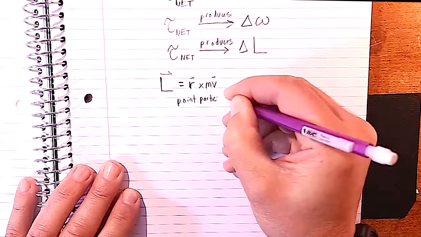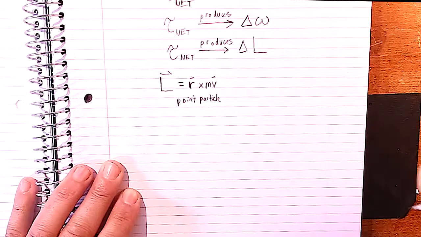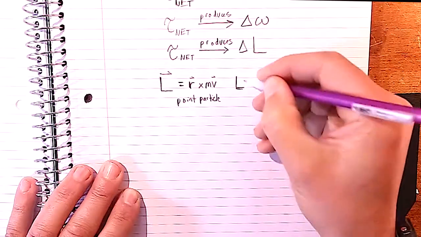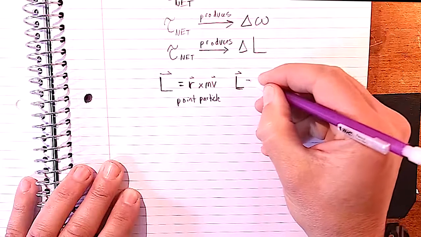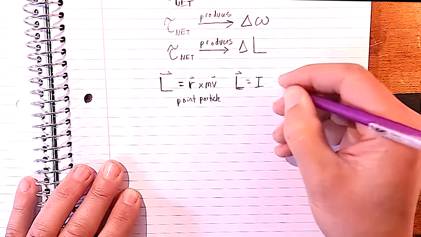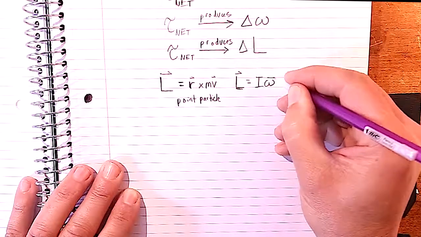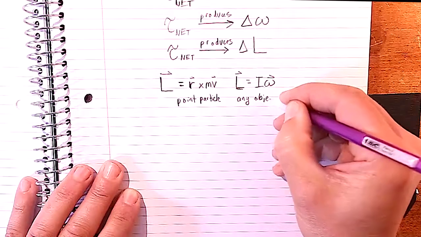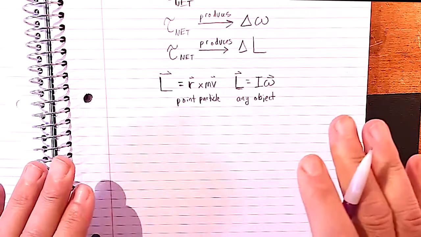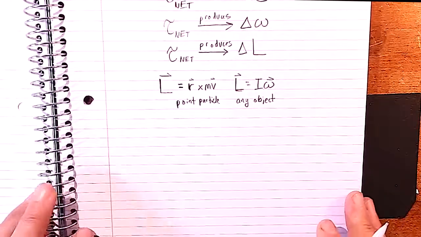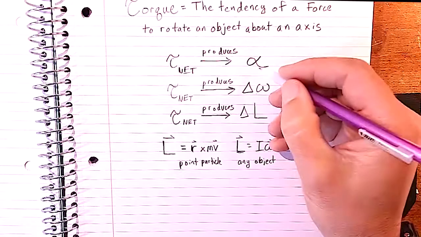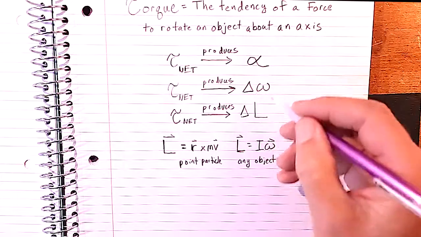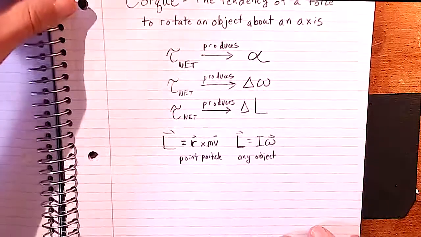But if we wanted to deal with angular momentum, let's say of a disk or a ball or a hoop or whatever, then the definition of that is angular momentum is equal to I, the moment of inertia, times the angular velocity. And this would be for any object, not just a point particle. So, just going over this, net torques produce angular acceleration, which changes its angular velocity and changes its angular momentum.